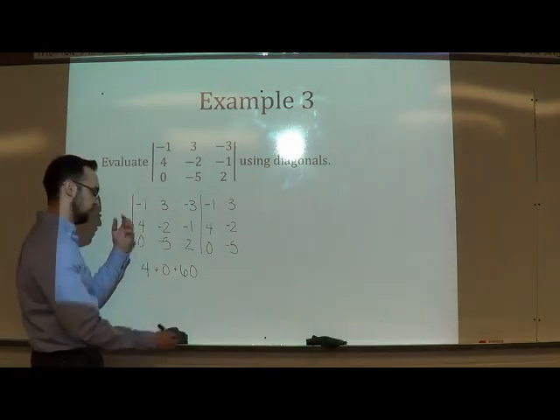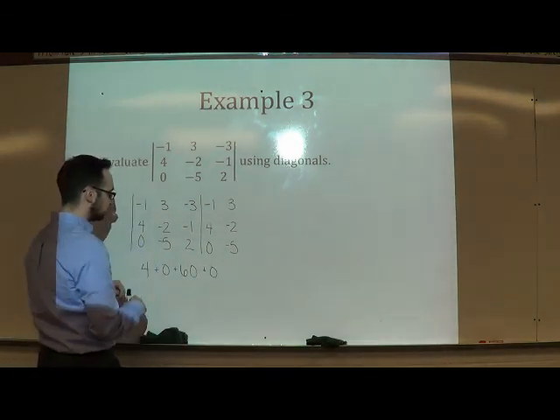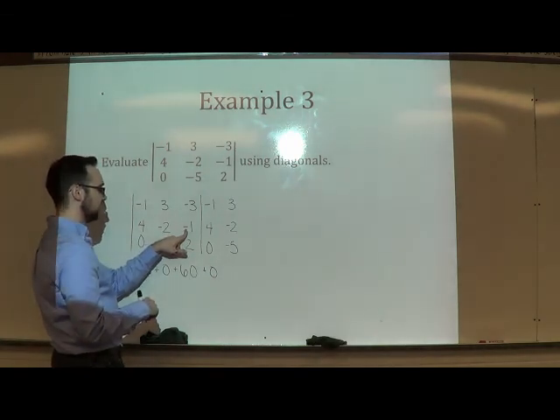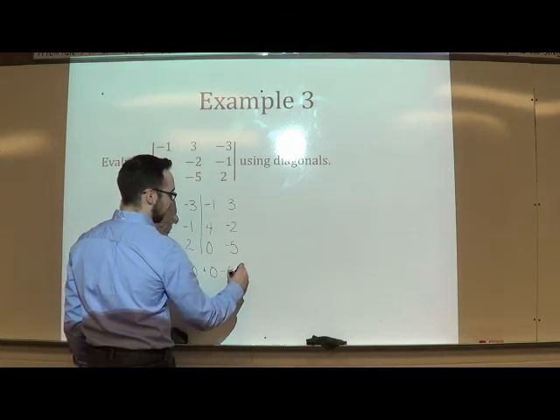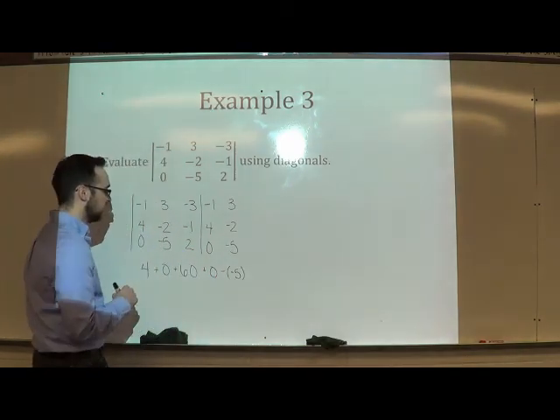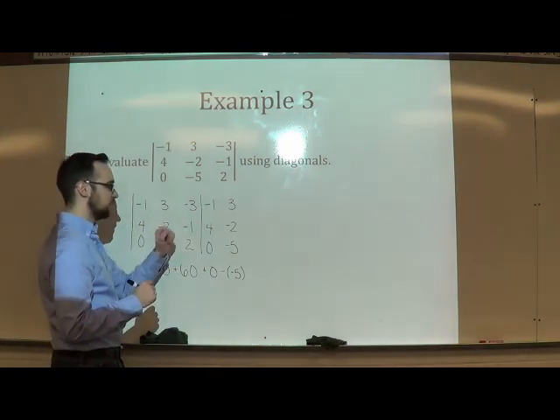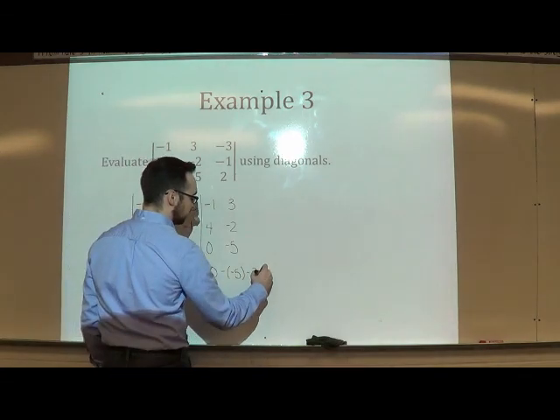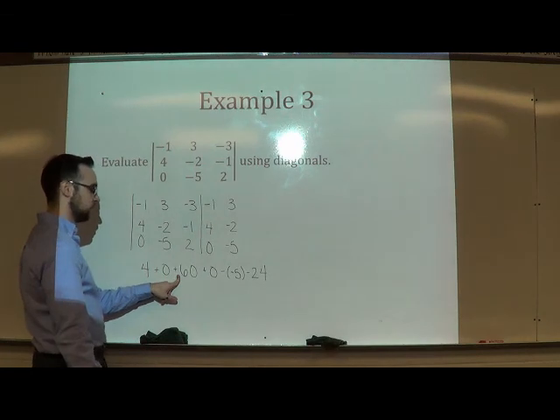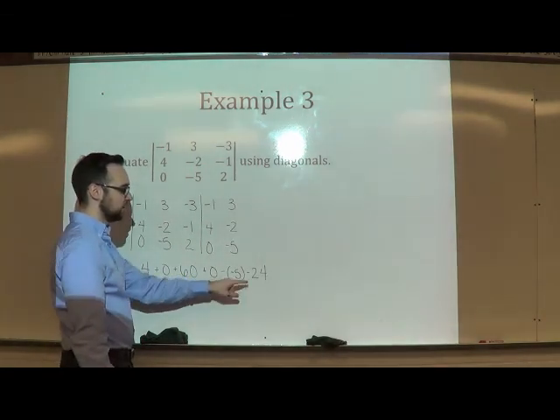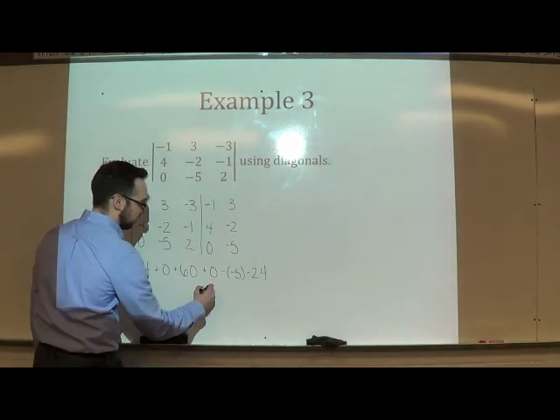Negative 0 times these numbers stays 0. Negative 5 times negative 1 is a positive 5, times negative 1 is a negative. We have a subtraction of that. And then we have 2 times 4 is 8, times 3 is 24, and we subtract that number. So we get 4 plus 60 is 64, plus 5 is 69, minus 24 is going to give us a 45.